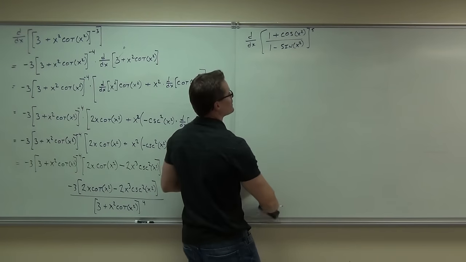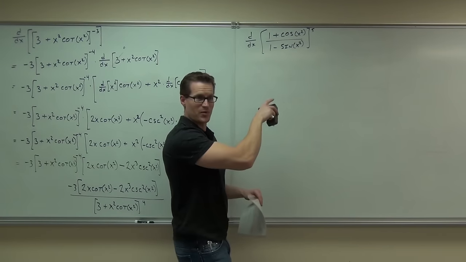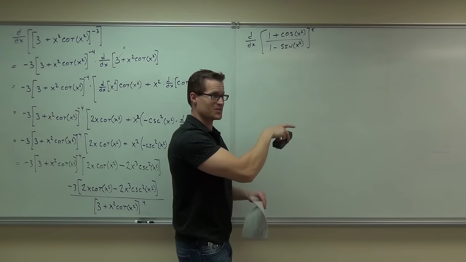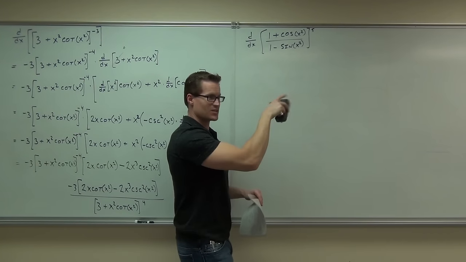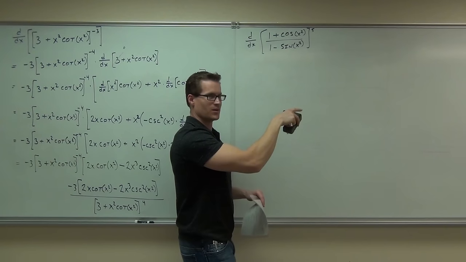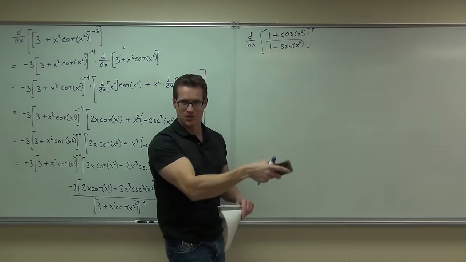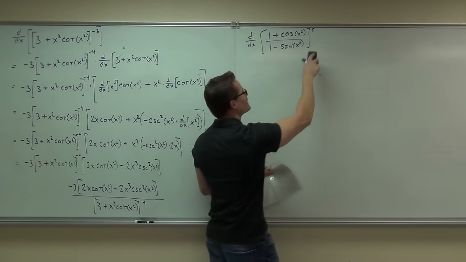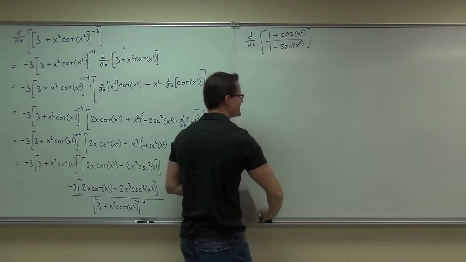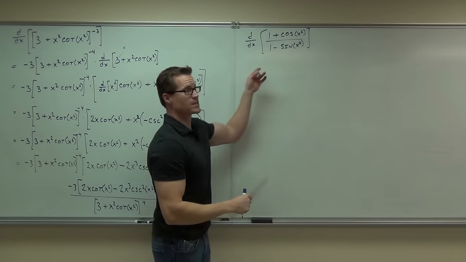Just kidding. That would suck. Do you see how horrible that would be? Yeah. You could do it though, couldn't you? Yeah. General power rule. Product. No. Quotient rule. Chain rule. Okay. That would be chain that. Twice in there.